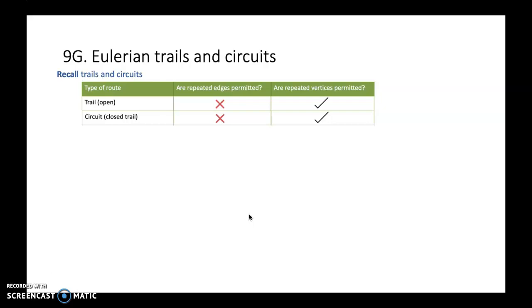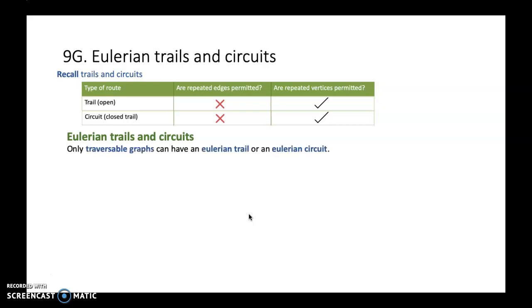They're basically closed trails. For Eulerian trails and circuits, we can only find them in a traversable graph, which means the graph must be connected.